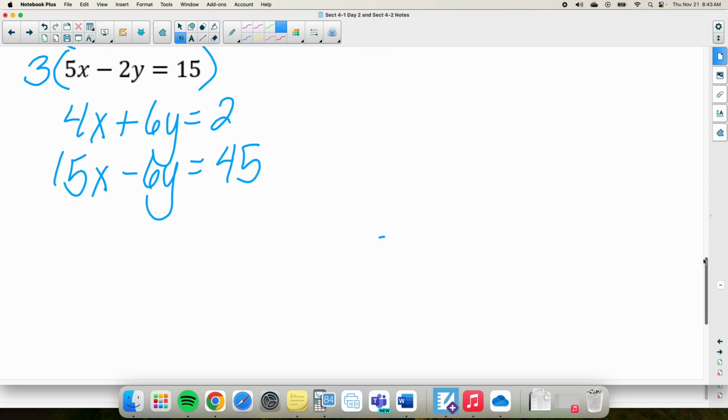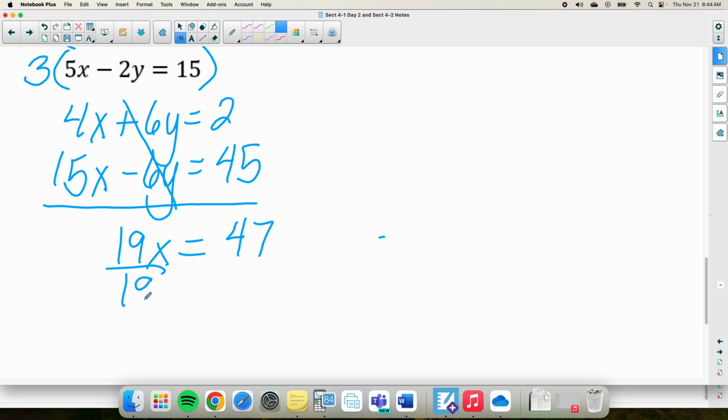Okay? I made up this problem, and I should change it because this doesn't come out to whole numbers. So if I cross this out and add going down, this is 19x. And when I add this going down, I get 47. When I divide this by 19, I get a yucky decimal. Does anyone want to do that, like 2.47? So this wouldn't be a common problem you guys would get in your homework or on a quiz.